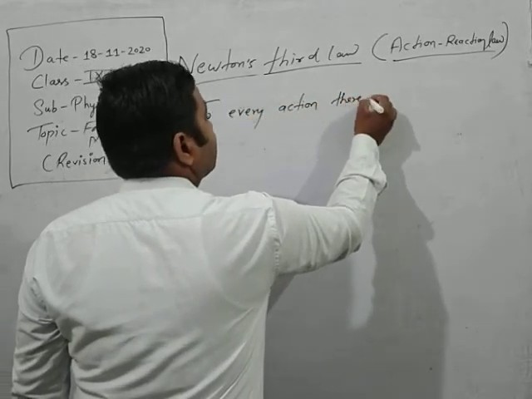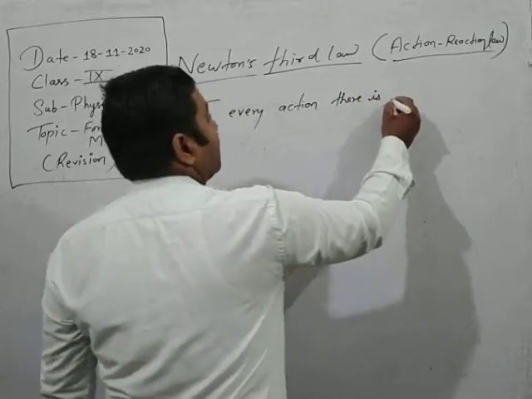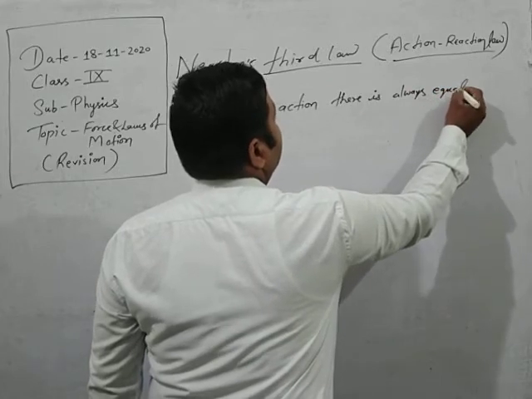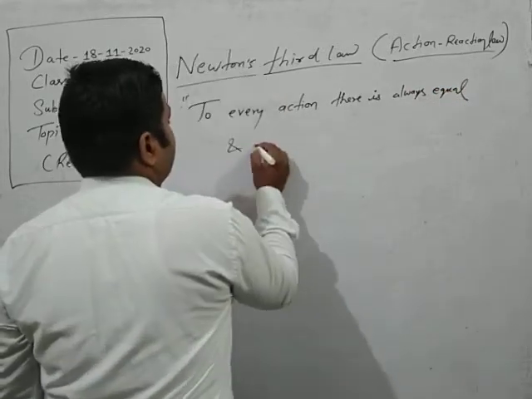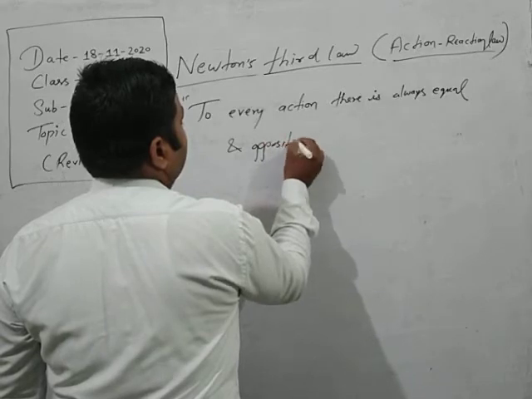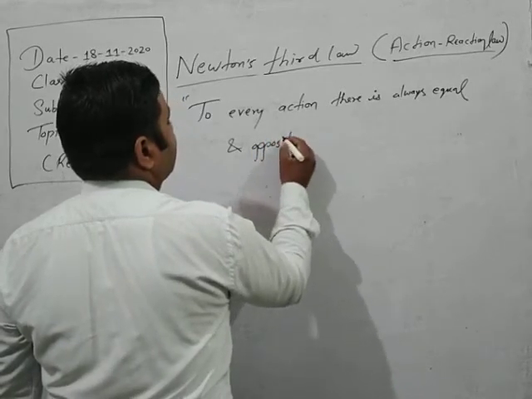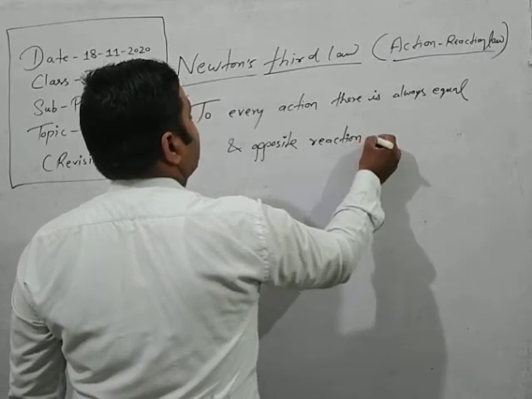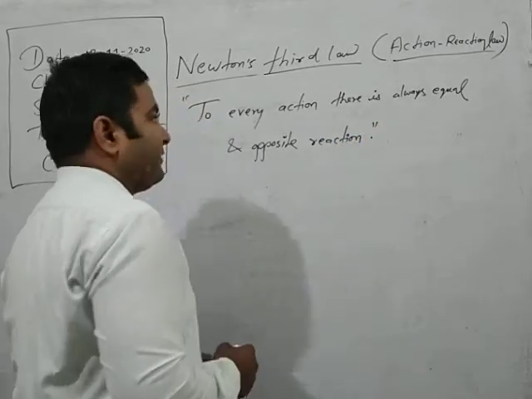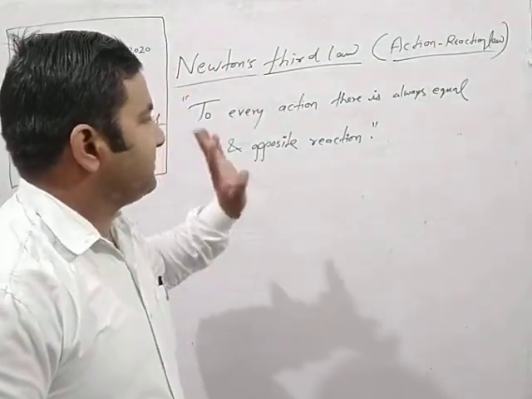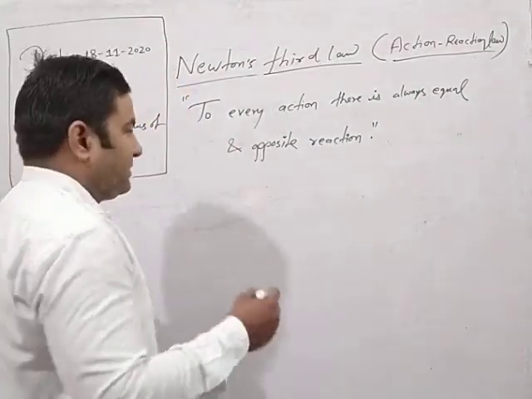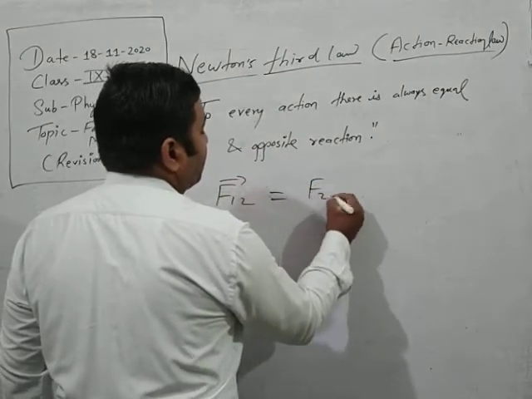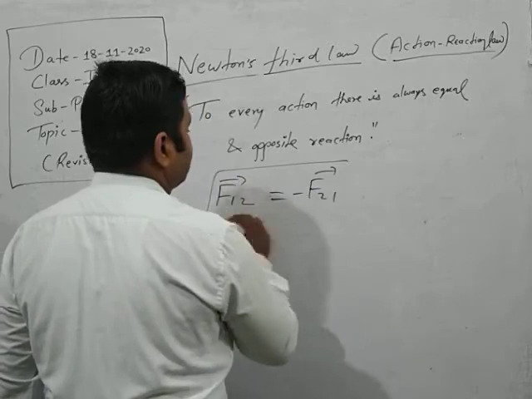And how? To every action there is always an equal and opposite reaction. To every action there is always an equal and opposite reaction. It means F12 is equal to F21 with negative sign. Clear?